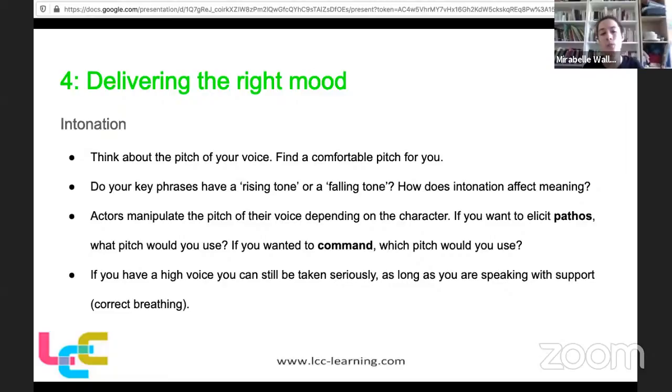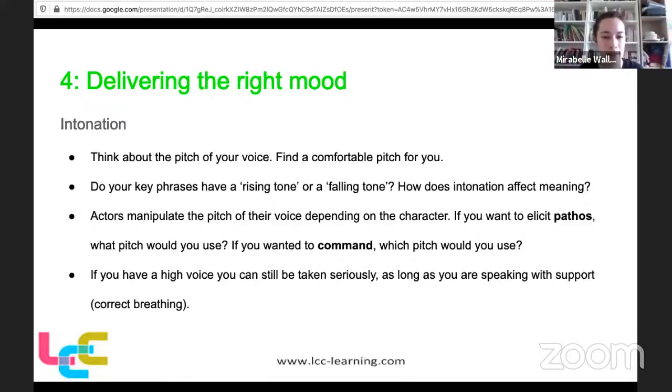Okay, intonation. This is another really important one. Think about the pitch of your voice. Everyone has a different pitch. It's comfortable for different people to speak at a different pitch. By pitch, I mean how high your voice is. So whether it's low or high. So find the one that feels good for you when you're talking. Don't try to talk too low to sound really impressive, sort of lower than is comfortable. Don't try and talk high if your voice finds it difficult to reach those notes as well. The most important thing is to be comfortable.